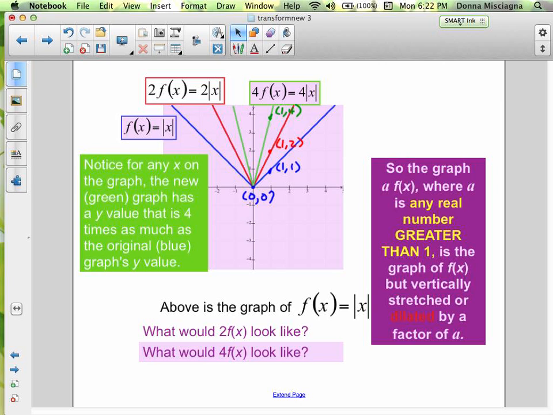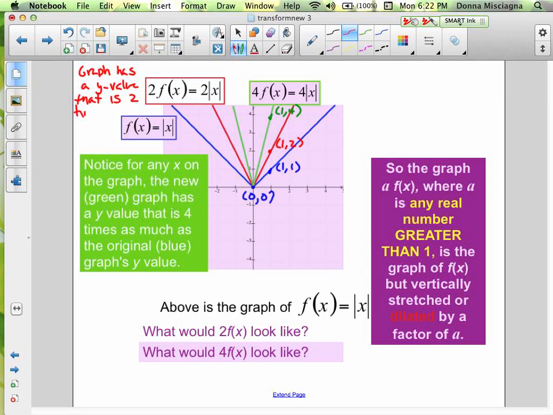If we're looking at y equals 2 times the absolute value of x, now our graph has a y value that is 2 times the y value of the parent function, which is the blue graph.